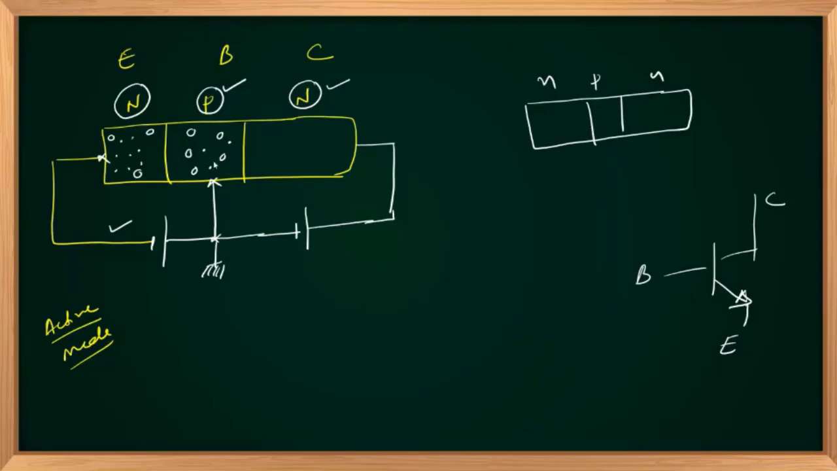Since the emitter base junction, or base emitter junction, is forward biased, the N region is connected to the negative pole, which will repel the majority of electrons present in the N region. In the N region we have more electrons, which implies the majority carrier is electrons, whereas in your P region, majority carriers are holes, right?